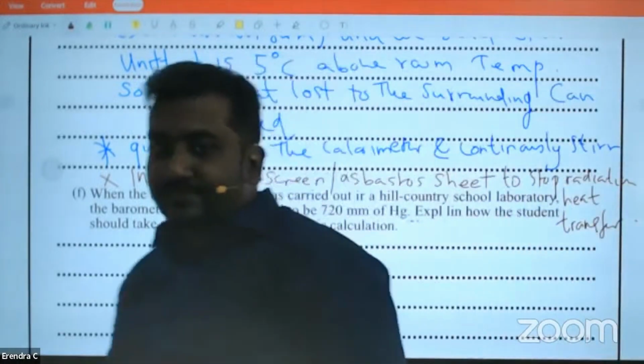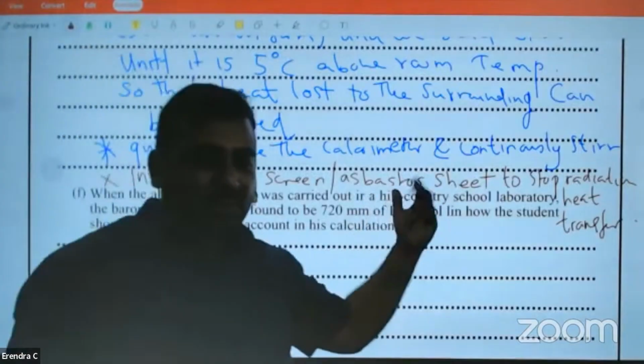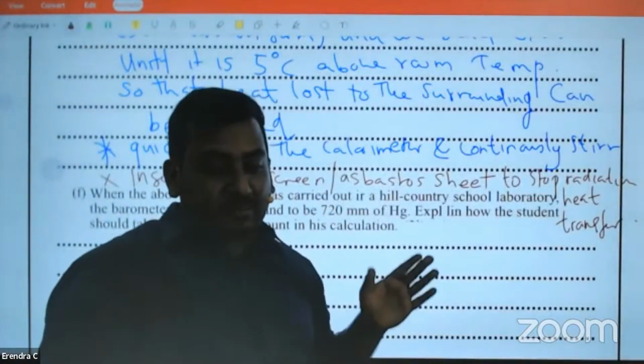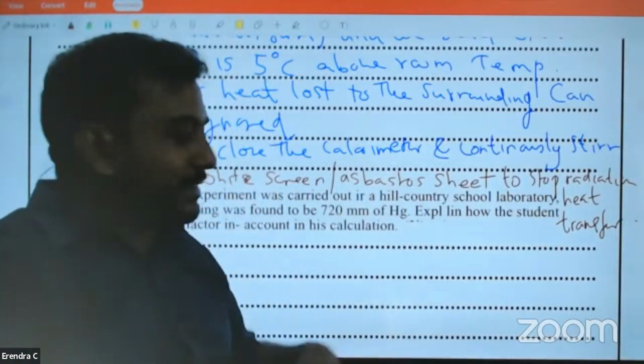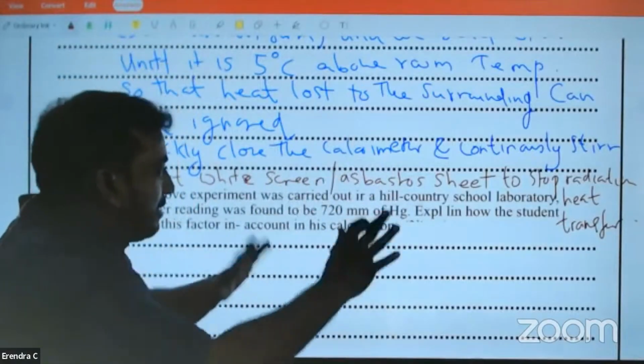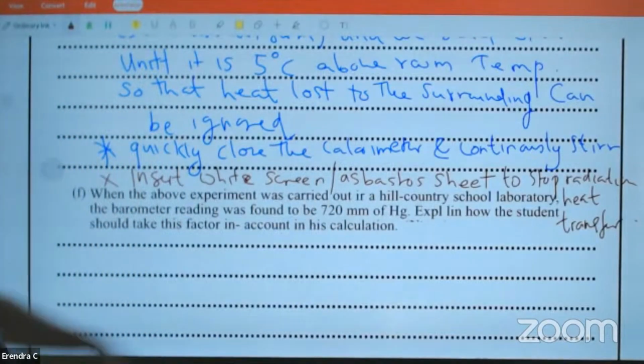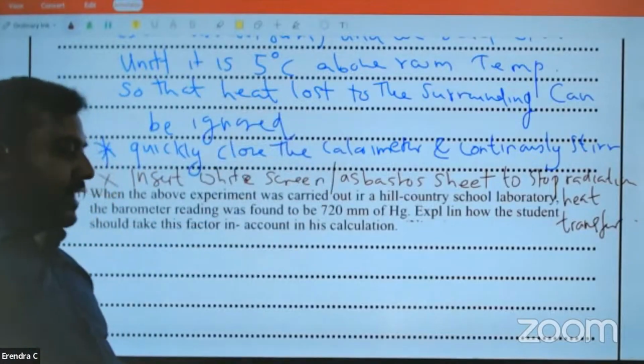Right. Sometimes spellings might go wrong, because from morning 7:30 teaching, so sometimes spellings and all might go a bit wrong. Anyway, the idea is there. Don't worry.